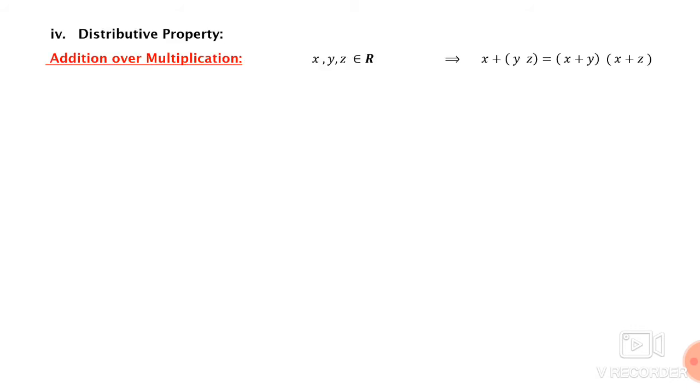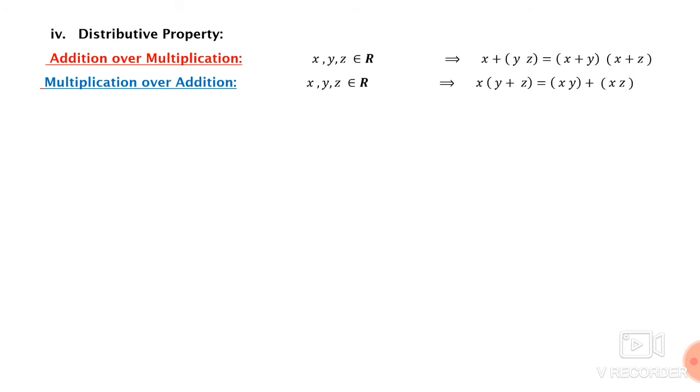Next we have distributive property. Distributive property of addition over multiplication. x, y, z belong to real numbers. These are three real numbers. yz plus x, if we add x to the product of y and z, we will get the same result as if we add x and y, x and z and then multiply both of them. This was the distributive property of addition over multiplication. In the same way, we have the distributive property of multiplication over addition.